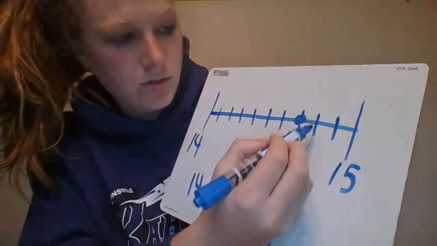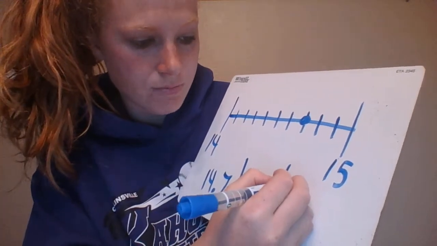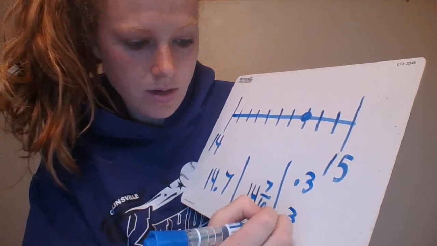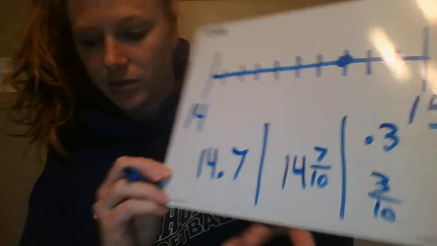And then my last question I ask myself is, how many more tenths would I need to get to 15 wholes? 1, 2, 3, so that I could either write it as 0.3, so 3/10, or 3/10 as well. All right, we have 2 more.